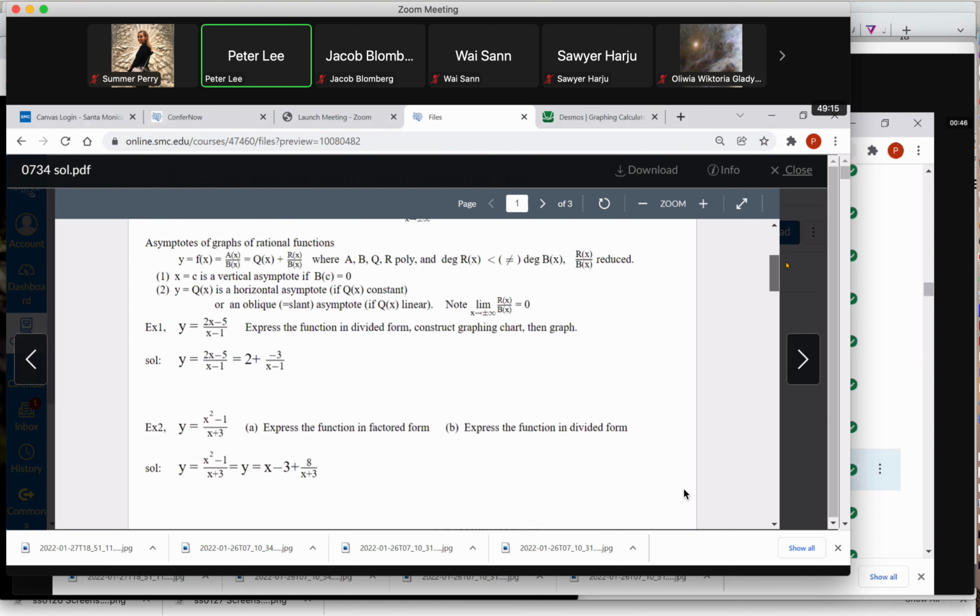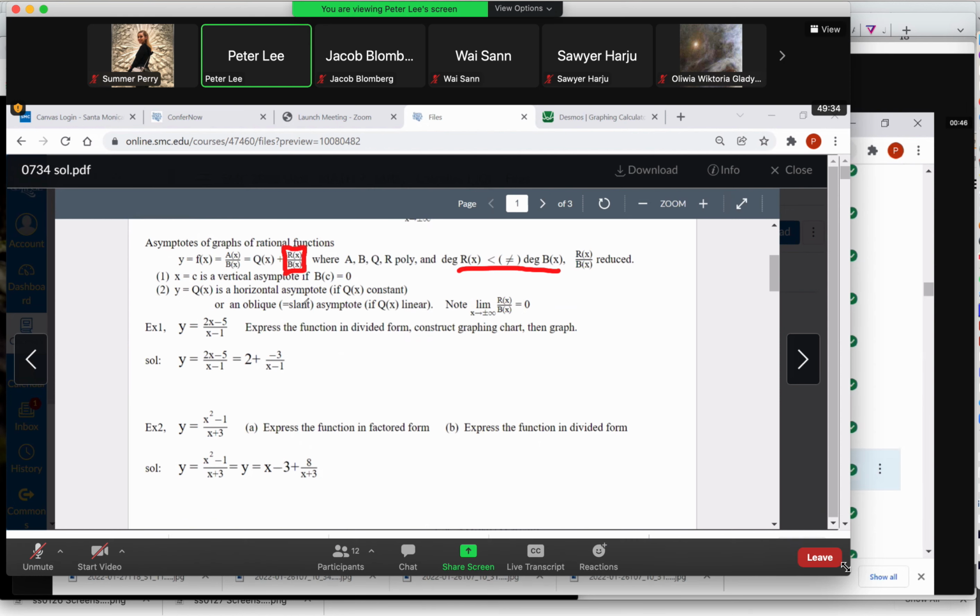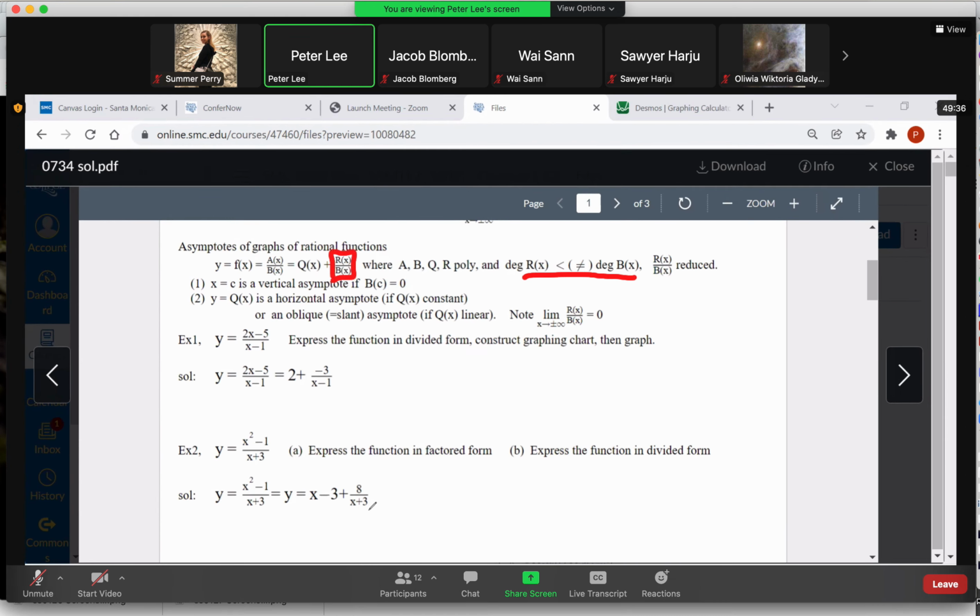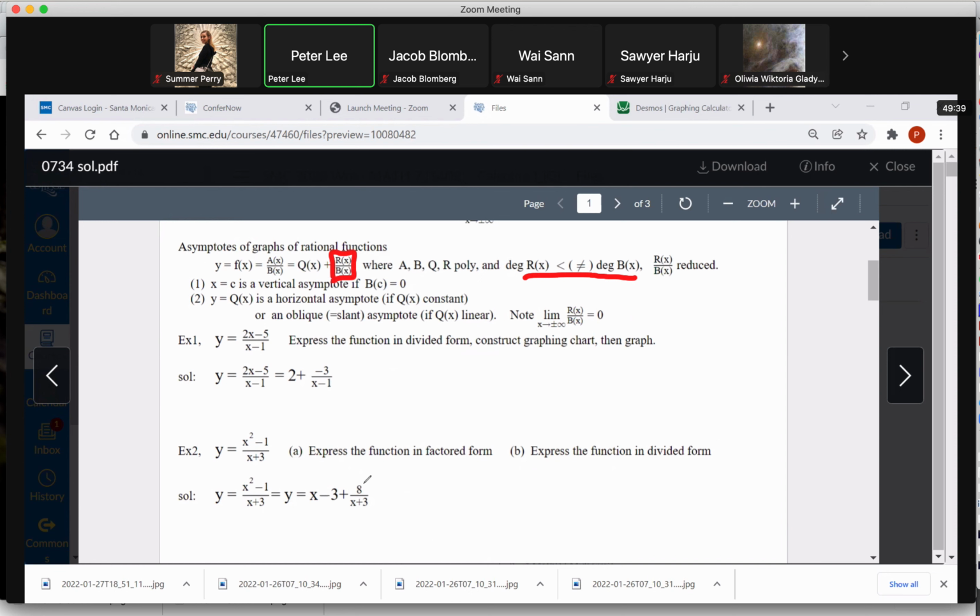What do we have here? If you look at example 2, we get x minus 3 as the quotient. Is the degree of r less than the degree of b? So 8 over x plus 3, there we go. The degree of the numerator is less: degree 0, denominator degree 1. Is it reduced? Yes, it is reduced. And so this right here is what we call the divided form.